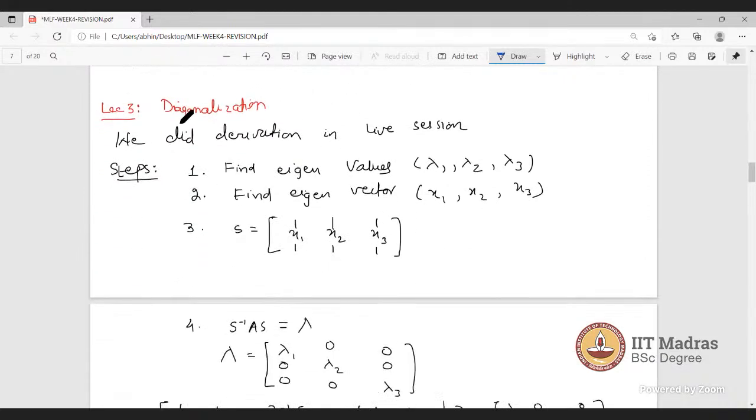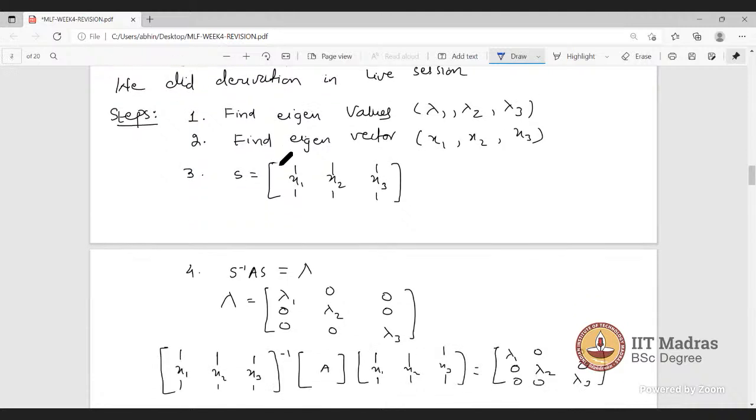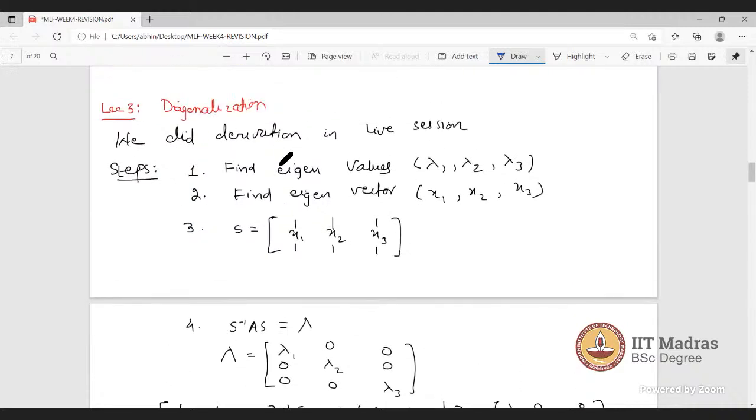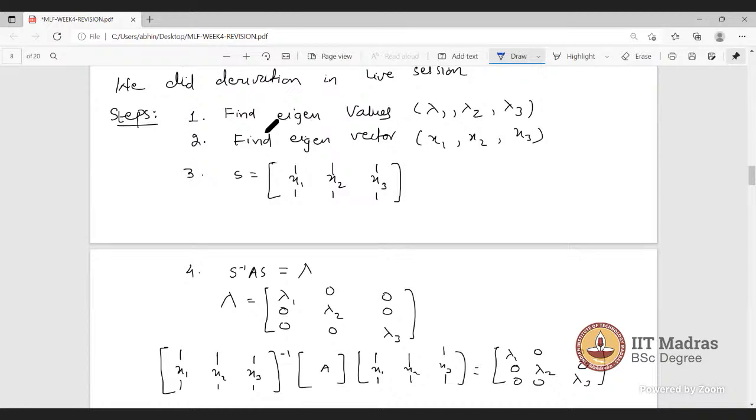Next concept was diagonalization. We did the derivation in the live session, so for this revision I will only tell you the steps for diagonalization. The first step is to find the eigenvalues. Whenever a matrix is given, suppose a 3 cross 3 matrix, or in general any n cross n, you have to find the eigenvalues. In the 3 cross 3 case, you get 3 eigenvalues, lambda 1, lambda 2, lambda 3. Now you will find the eigenvectors corresponding to each eigenvalue.